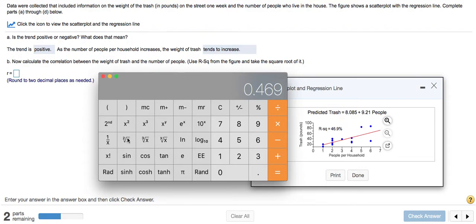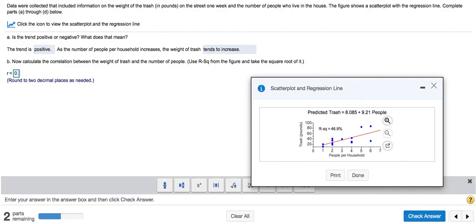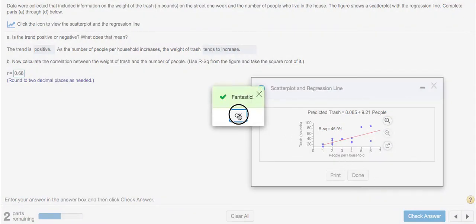So I'm going to click this button, the 2 representing the square root. And so we get this. This is the r correlation coefficient. They're saying to round it to 2 decimal places. That's 0.68. Check my answer. Okay, great.